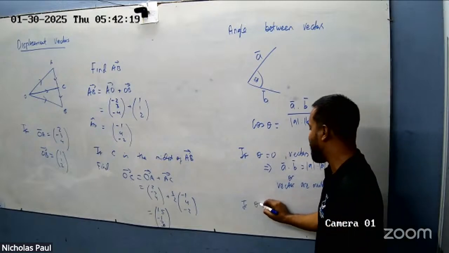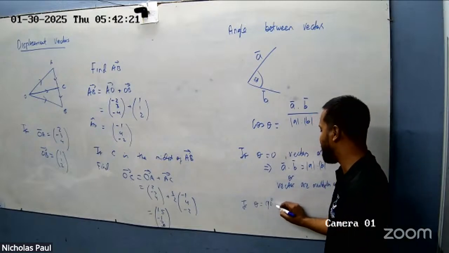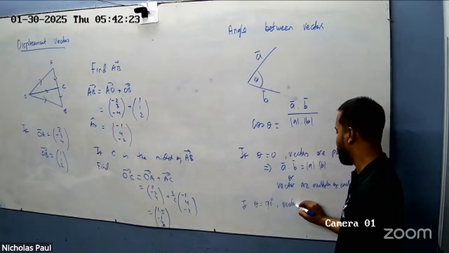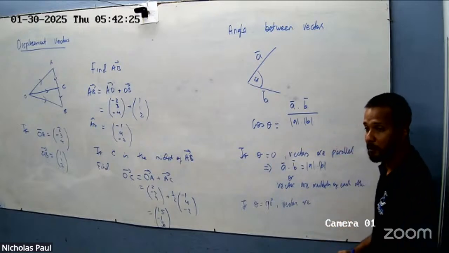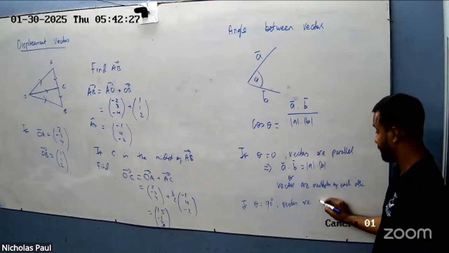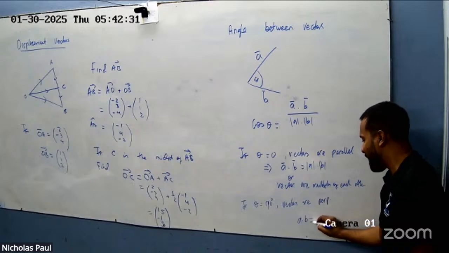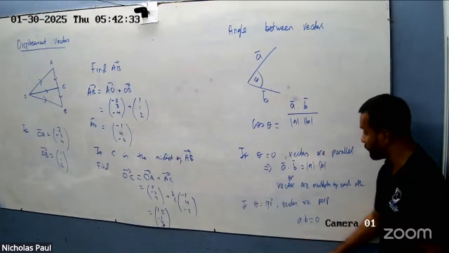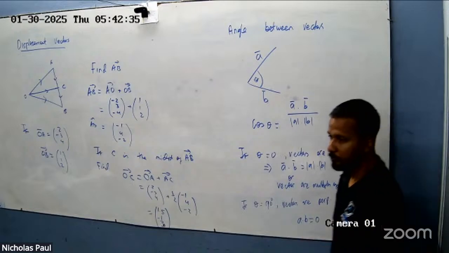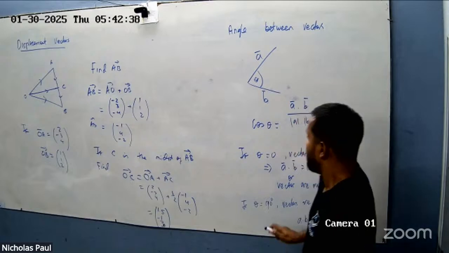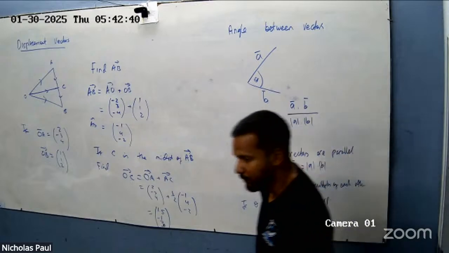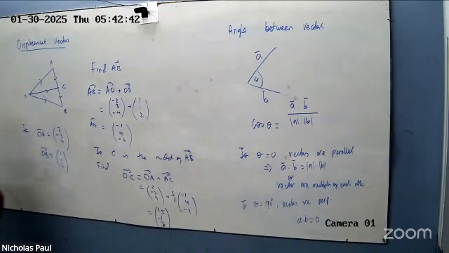What would happen if theta is 90 degrees? The vectors are perpendicular and the dot product is 0. All right, so we have to remember these little things. Copy it down. Let's try a couple of past papers and then change up this whole thing.